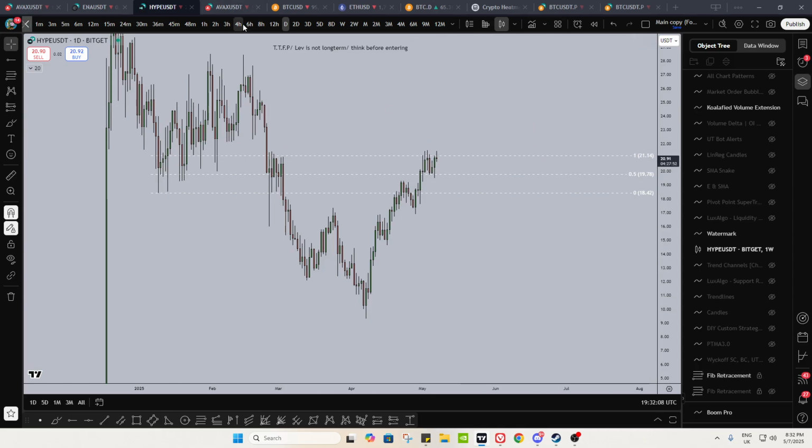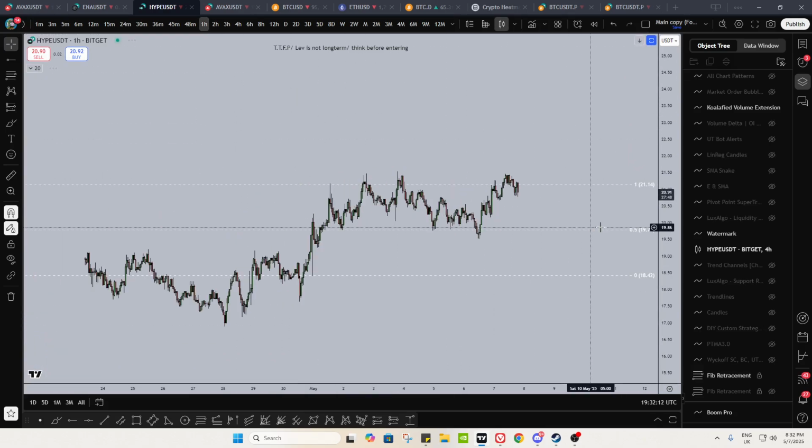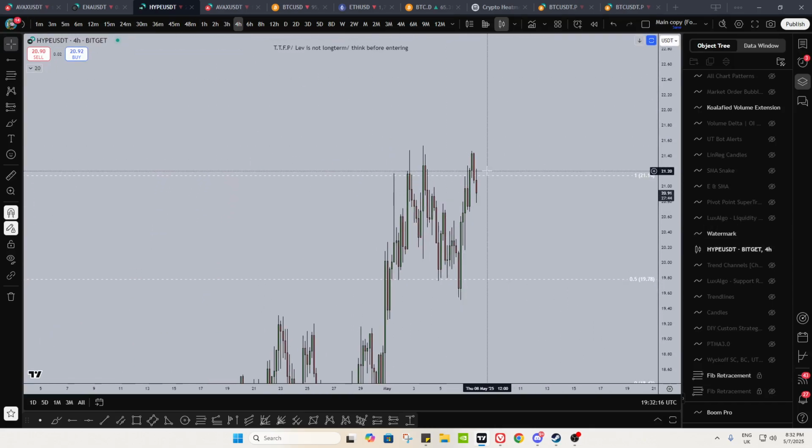But if the daily closes like this, in fact, if you look at the current 4 hours, even if the 4 hour was to close, I'd wait for the daily close in my opinion. But what you could do is start building a short position on the 4 hours and then finish the position on the daily if the daily closes under, right? That's something you could do.